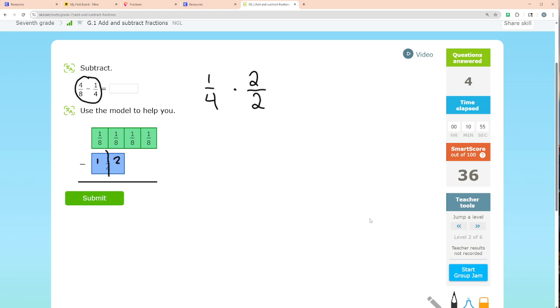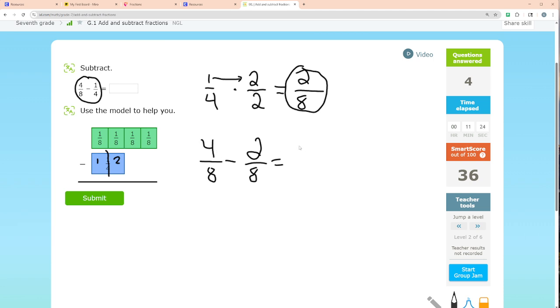So what happens here? Well, the coolest part about fractions is you could just multiply straight across. So 1 times 2 is 2. 2 times 4, or 4 times 2, is 8. So really, what I have is 4/8, and I'm going to subtract 2/8. 4 minus 2, 2 over 8.